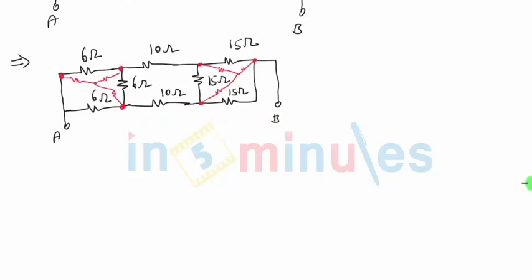So let's now calculate the values. We will first consider the delta with 6 ohm resistors and find out what is going to be R1, R2 and R3. Once again, because the delta has the same equal resistors, all the values in star network will also be same. R1 is equal to RA RB upon RA plus RB plus RC.